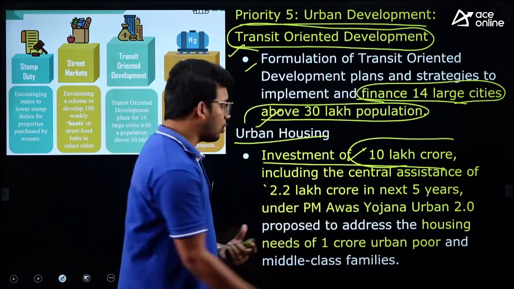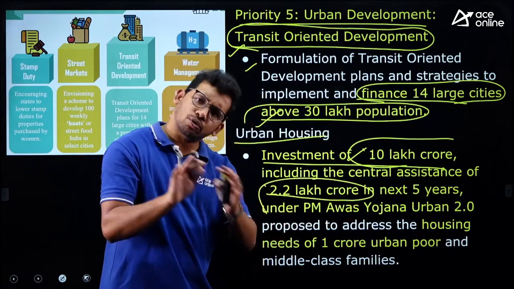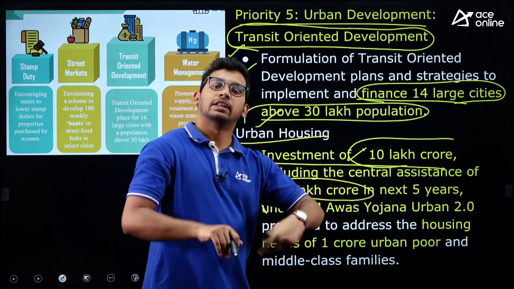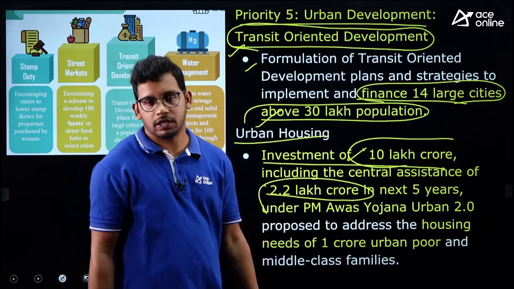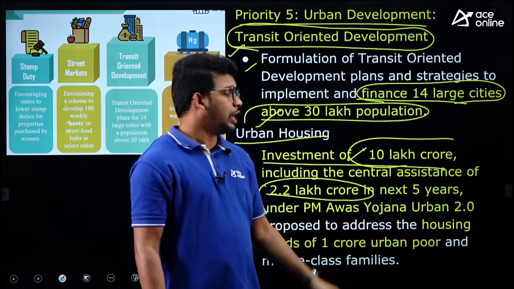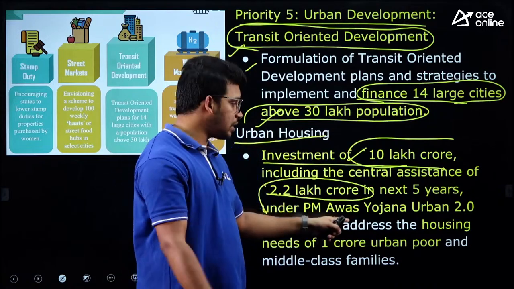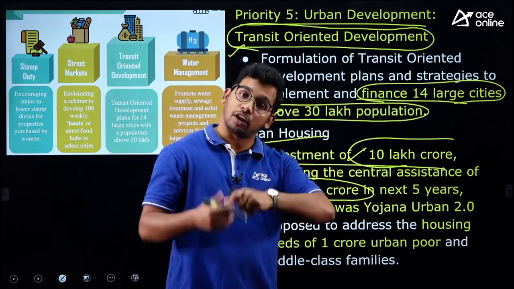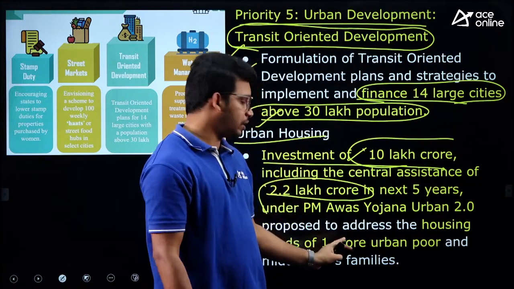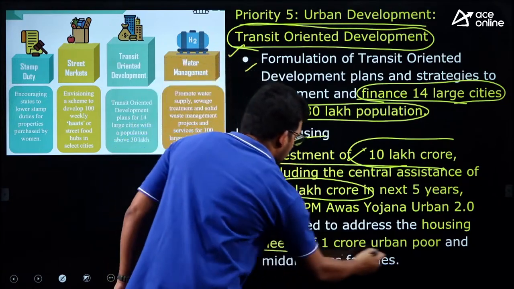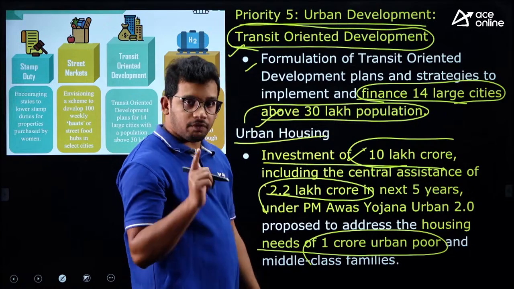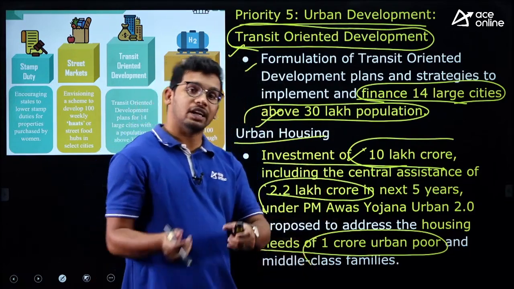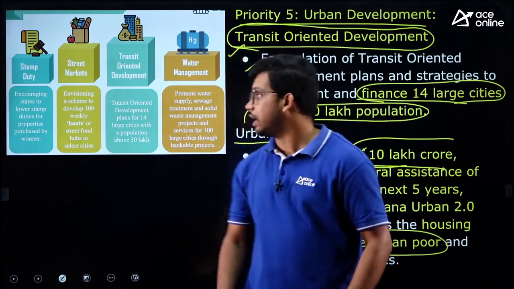Under the 10 lakh crore, 2.2 lakh crore will be exclusively given by the central government itself. The rest of the 7.8 is up to states as well as the private organizations to give loans and all those things. So 10 lakh crores they are going to spend on Pradhan Mantri Awas Yojana to promote housing. Out of that, 2.2 lakh crores central government exclusively will allocate, right. And the aim is that at least 1 crore urban poor people will get houses. This is the target, right, under this scheme.